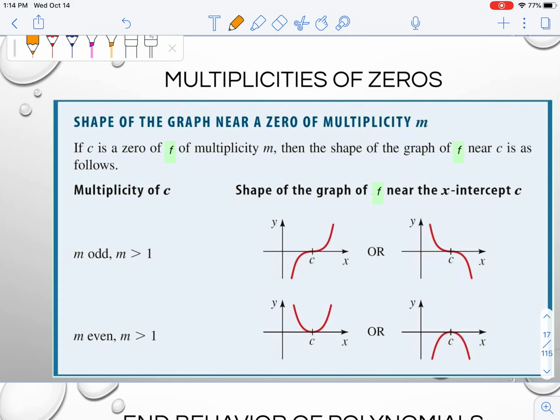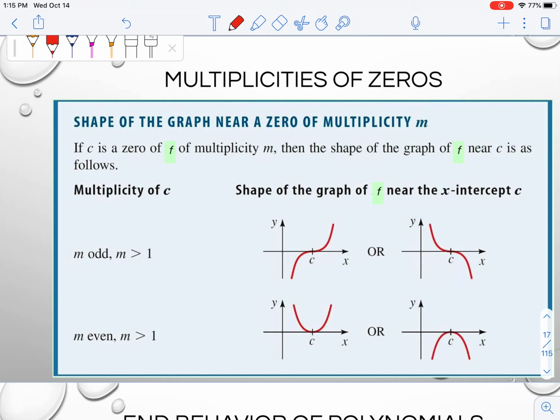Let's talk about multiplicities, okay? Multiplicities don't necessarily have anything to do with degree. What multiplicities deal with is, for each solution that we get for a particular polynomial, how many times does that particular solution occur, or does that same solution occur. And based on that, it tells me what happens to the graph at that point, right?